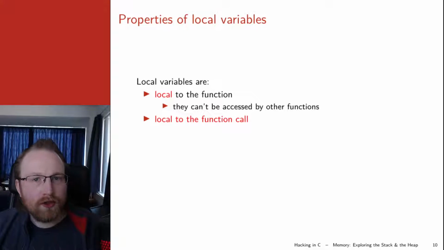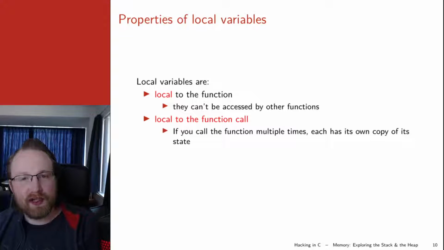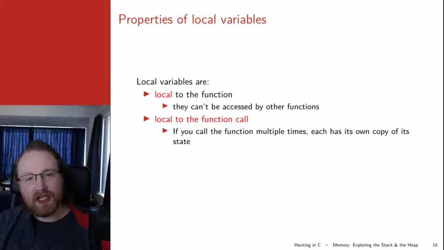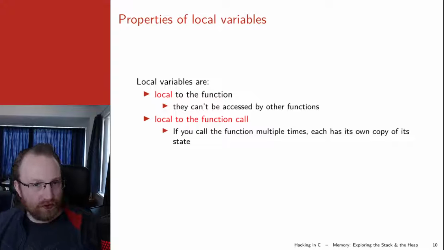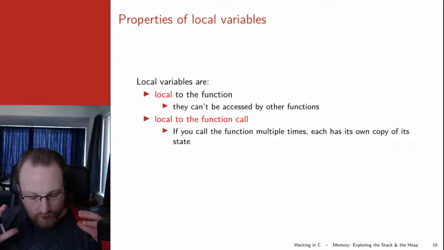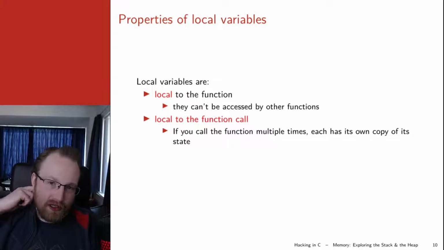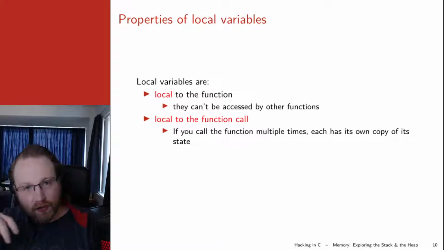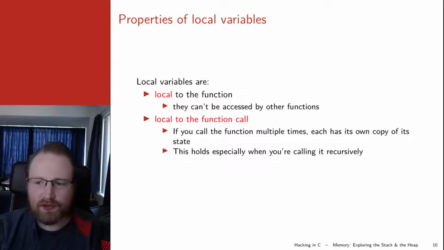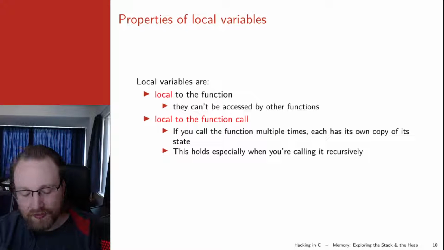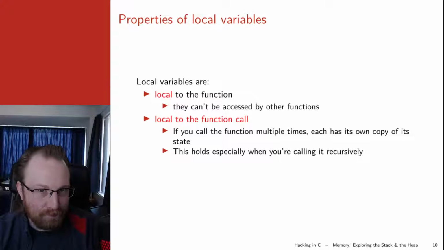They are also local to the function call. By that I mean, if you call the function multiple times, each of those calls has its own copy of those local variables. If I call function A twice in a row, the second invocation will have new copies of those variables. If I call a function recursively, each recursive call will get new copies of those variables. That's important to keep in mind. These are properties that local variables must have, really.